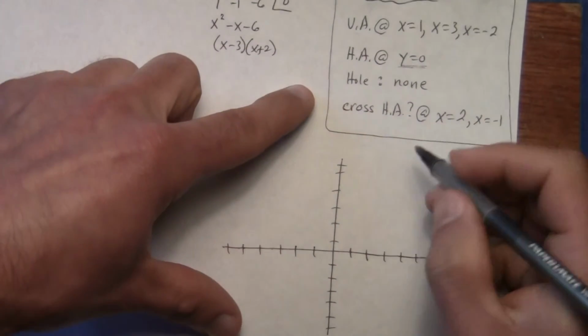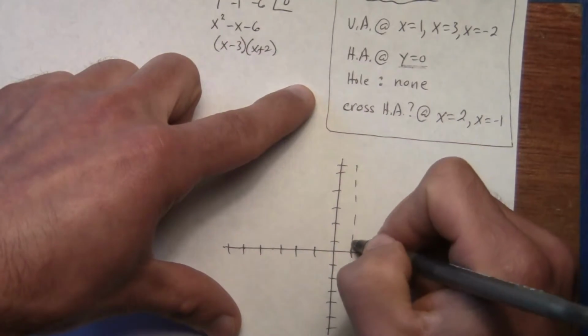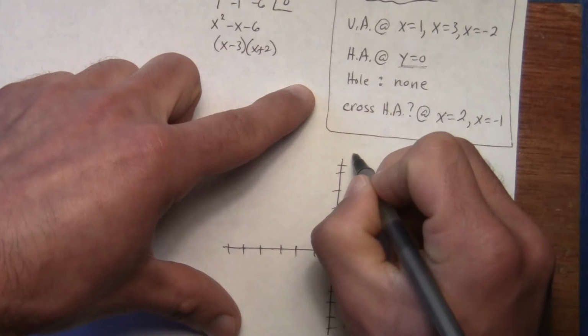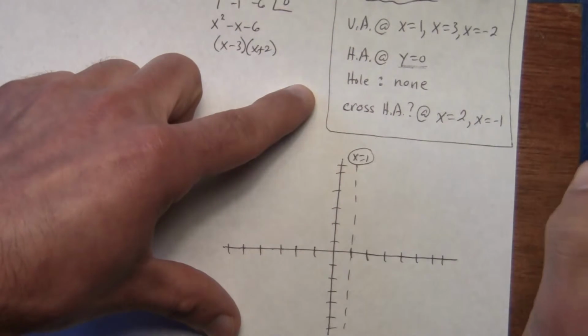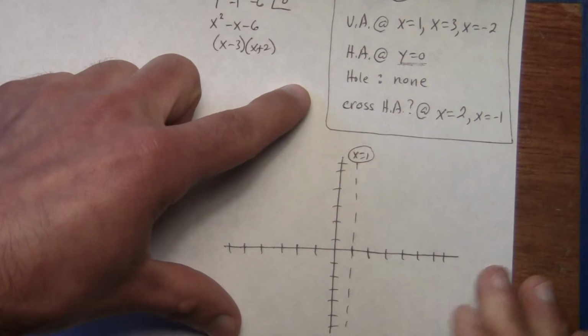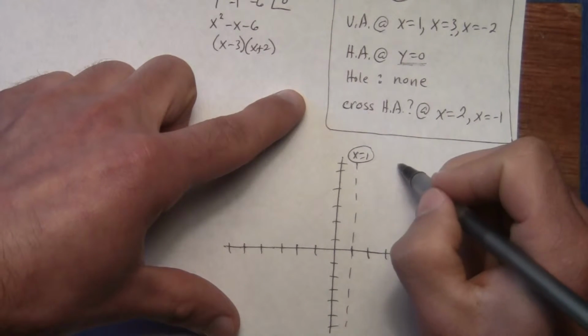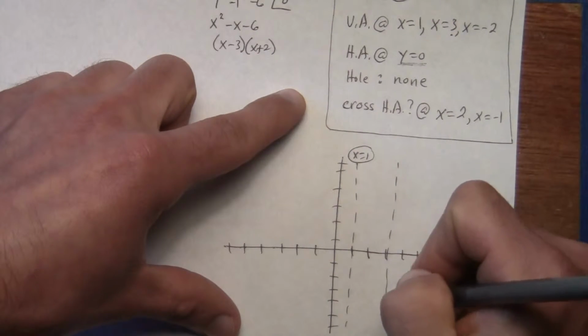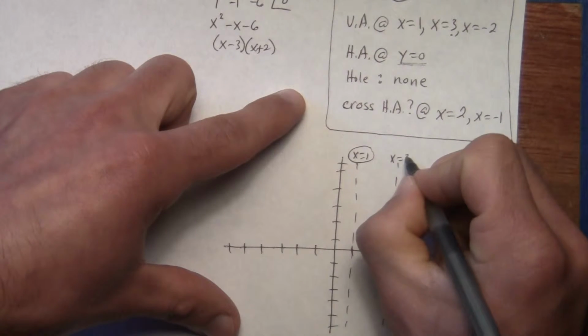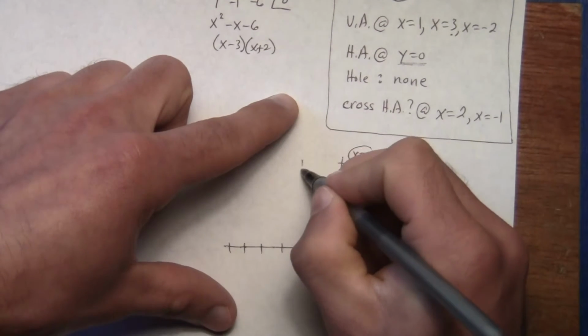We said we had one vertical asymptote at x equals 1, dashed line there. And I like it if you can put x equals 1 above it, just so when I'm looking at it, I can quickly identify what asymptote that is. X equals 3 is a vertical line right here. And x equals negative 2 is over here.